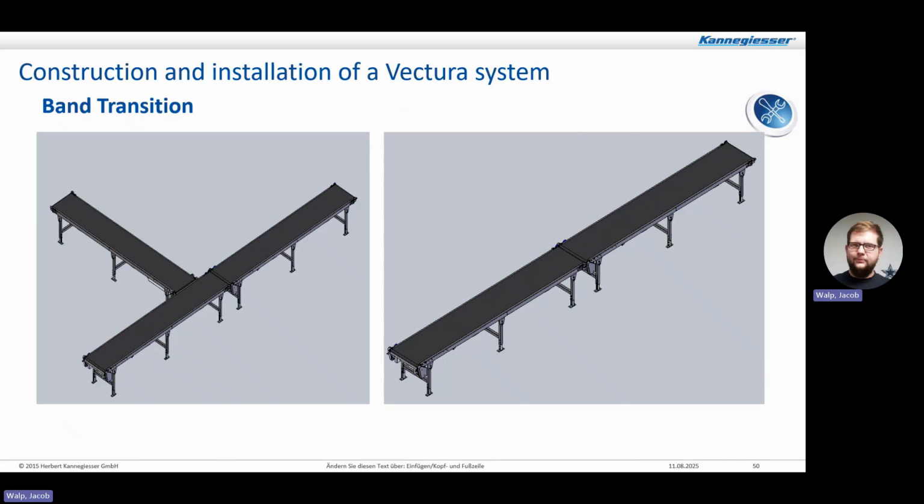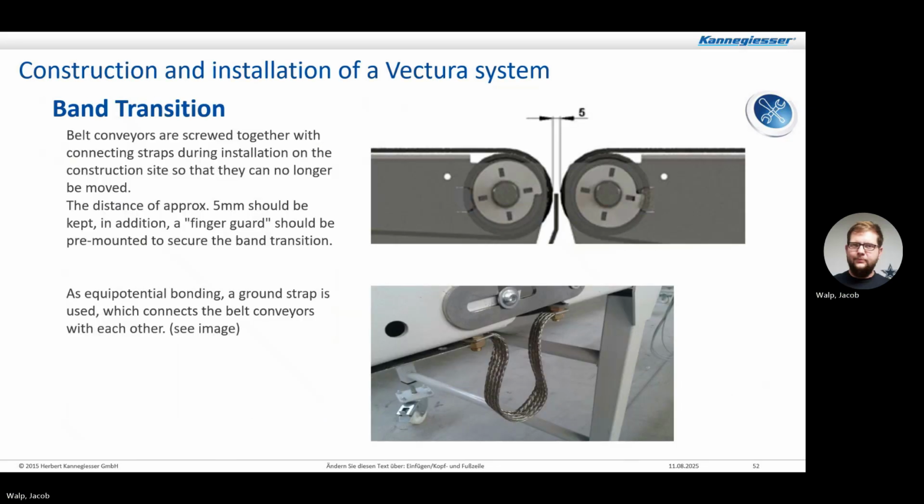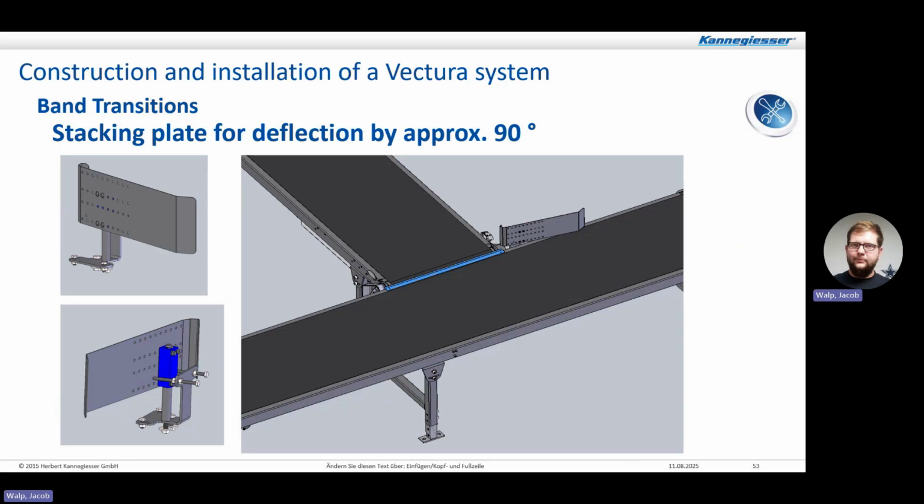So in the transitions between the conveyors, if you're coming up from a side, this is how it should be. If you're going straight on, there is a little connection in between. You have to screw between. They're showing a little buffer conveyor, the small conveyor there. They're screwed together with connecting straps. It should be approximately 5 millimeters, along with the finger guard and a ground strap to connect them. Showing the connection for the stacking plate at approximately 90 degrees.